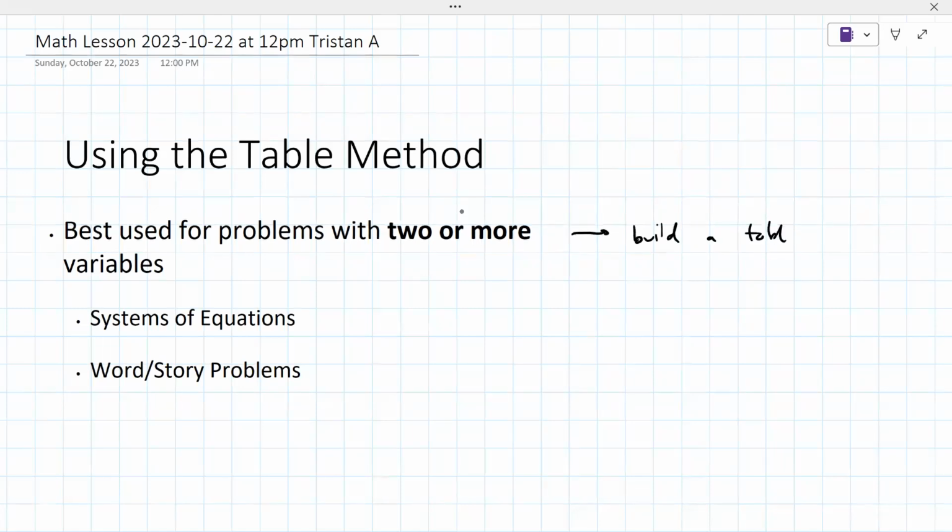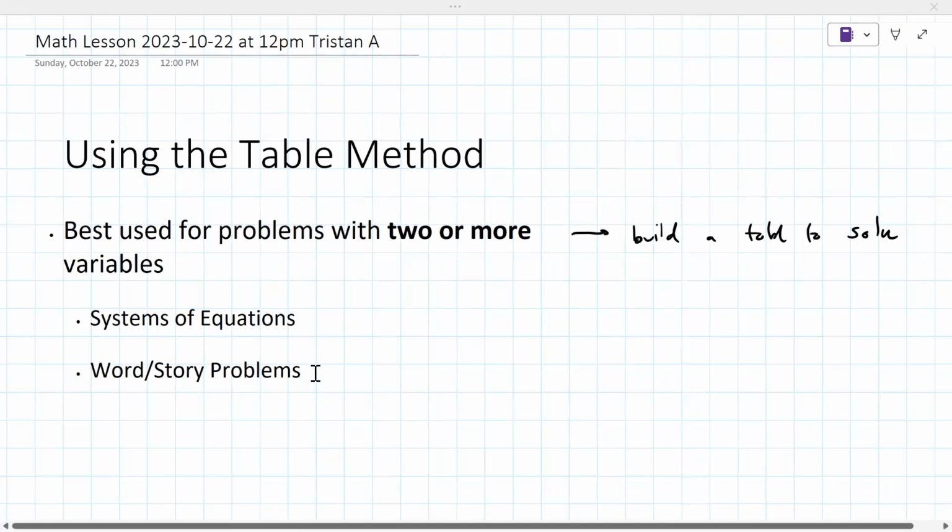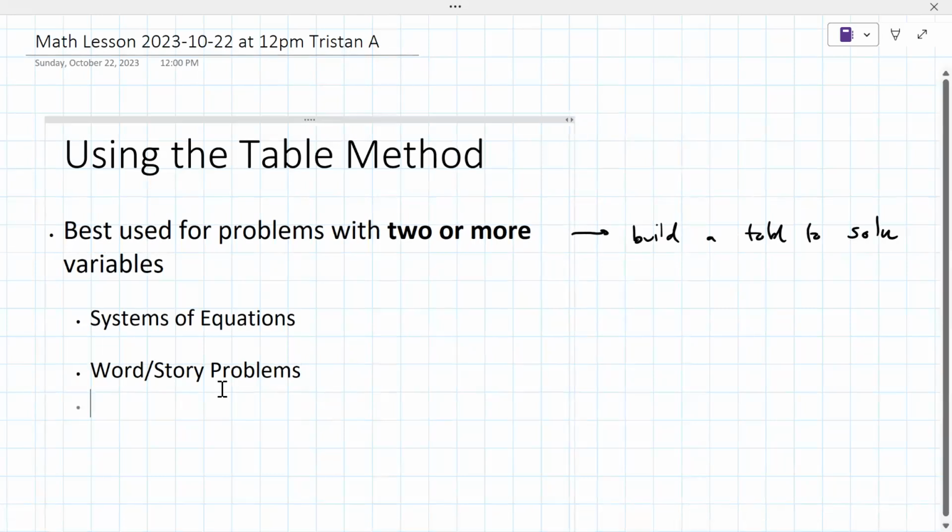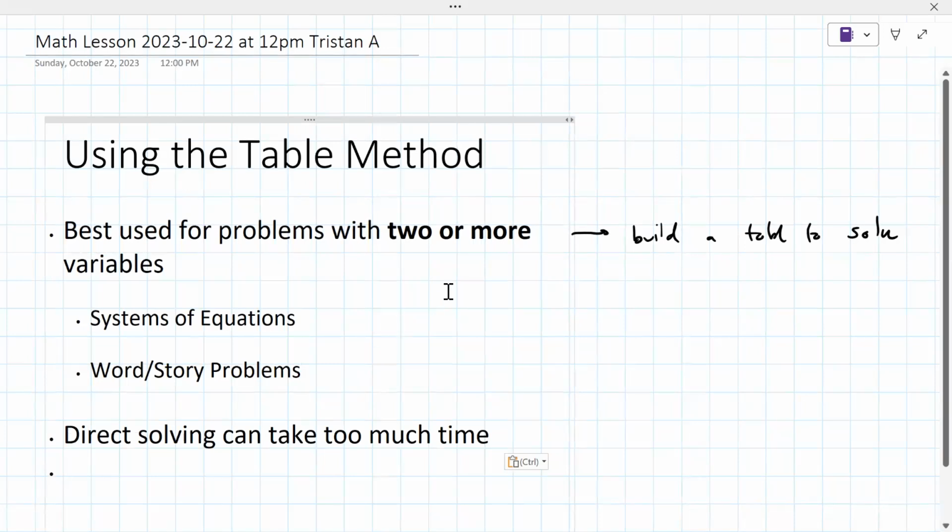a table to solve rather than direct solving. Right. Okay. And a lot of students really like this approach because direct solving can take way too much time.